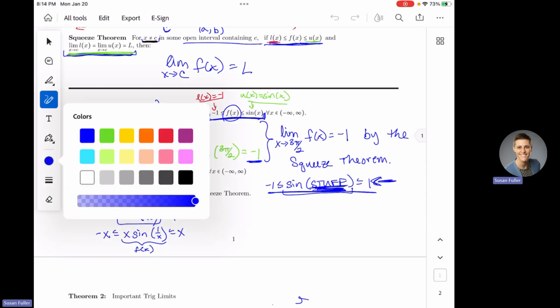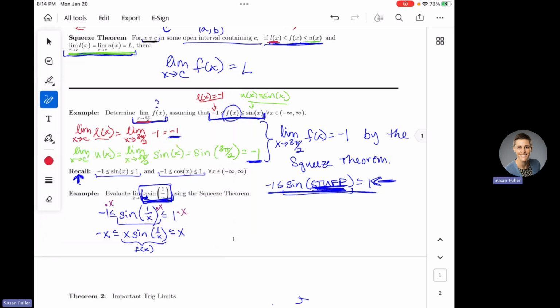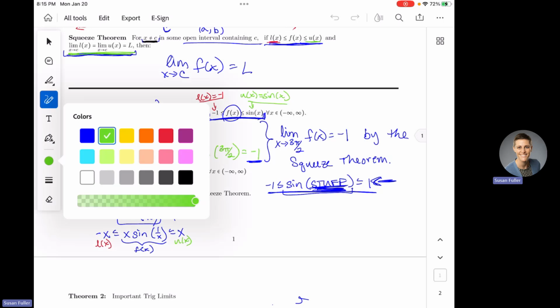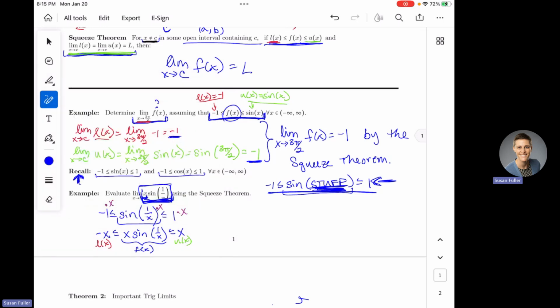So now, this is my L of x, and this is my U of x. And now I have my inequalities just like I had before. So I'm going to evaluate the limit of all of these things and figure out what they are. So I'm going to clear all of this so that I can actually see the limit that I need.